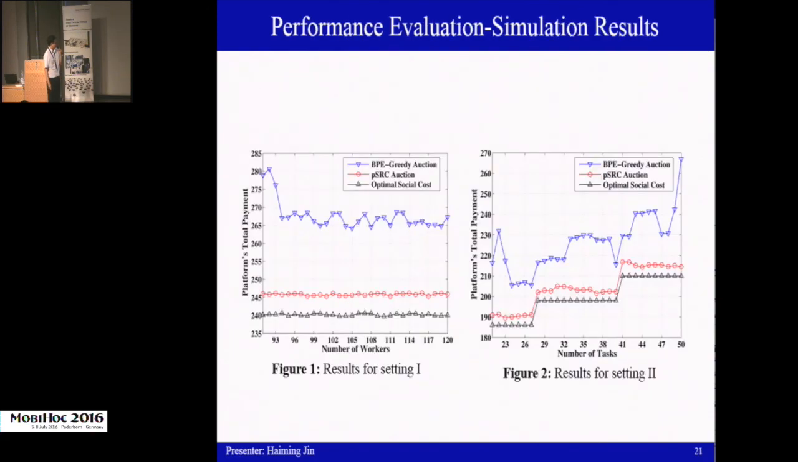So in figures 1 and 2, we compare the platform's total payment generated by our PSRC auction with the optimal social cost and that of the BP greedy auction. We can easily observe from these 2 figures that our PSRC auction generates a platform's total payment that is very close to the optimal social cost and far better than that of the BP greedy auction.